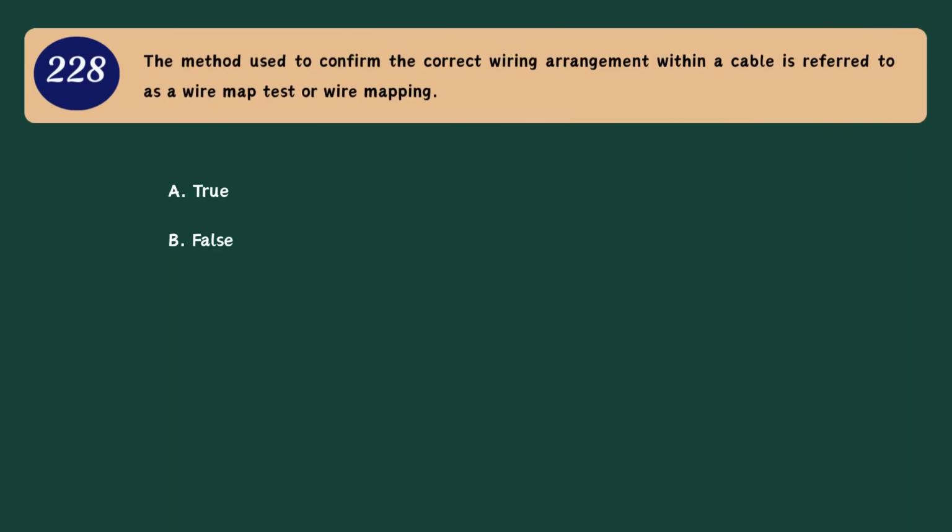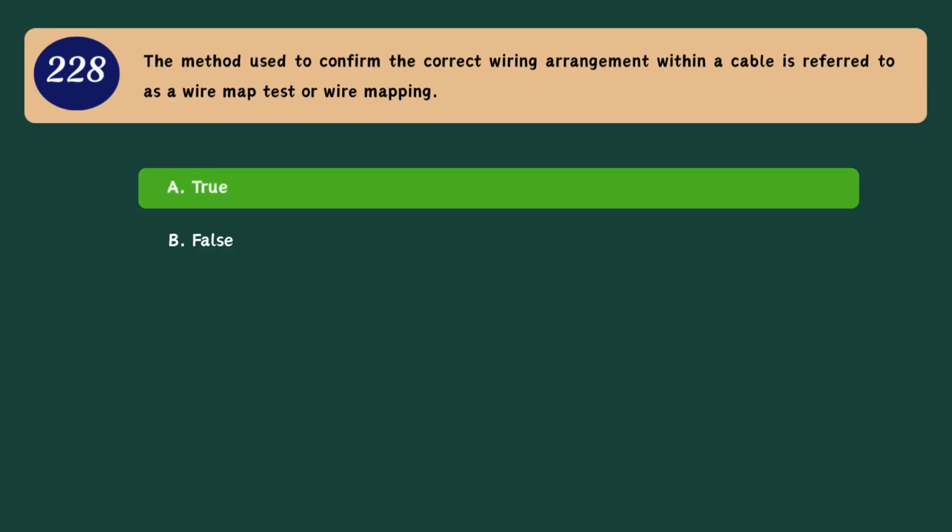Question 228. The method used to confirm the correct wiring arrangement within a cable is referred to as a wire map test or wire mapping. A. True. B. False.